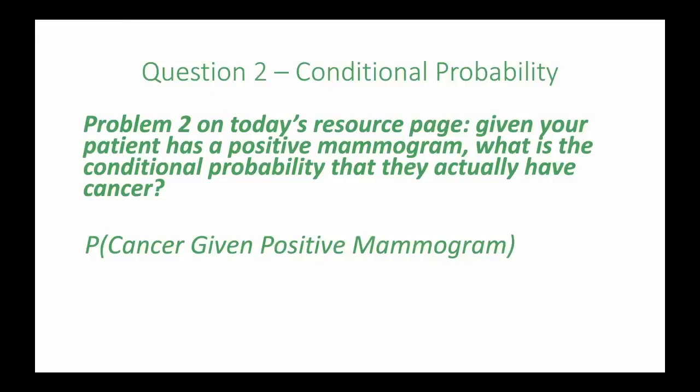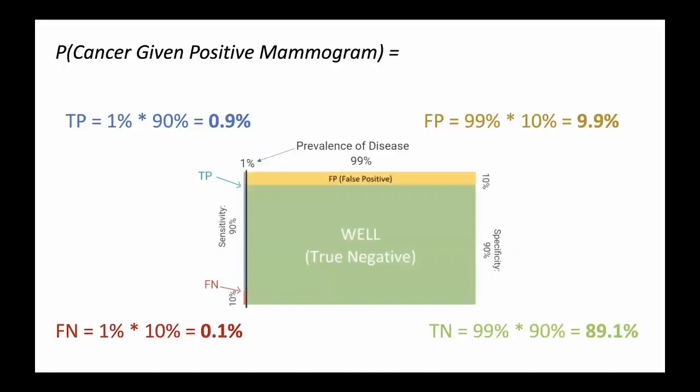What I'd like you guys to do for question 2 now is answer question 2. You're finding the conditional probability. Given your patient has a positive mammogram, what is the conditional probability that they actually have cancer? We're only talking about the people who actually got that positive test. The worry is, when you get that positive test, what do people immediately think? That they have cancer, that they're going to die, all these things, right? This is where doctors need to be a little bit more careful. So, probability of cancer, given they got the positive test.